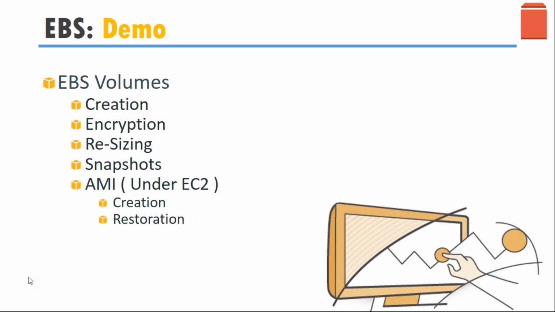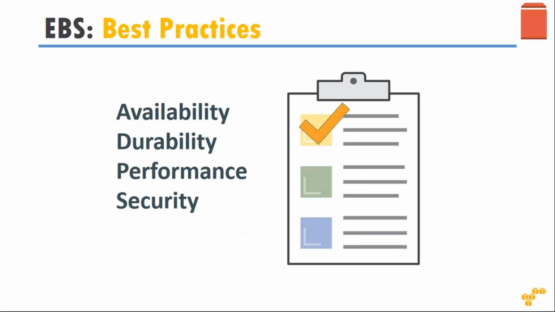Is anybody not comfortable with these 4 topics in terms of EBS volumes? Please raise your hands or type something in your chat so that we will rectify it here itself. All good? At least I would like the confirmation that all is good. Anything?